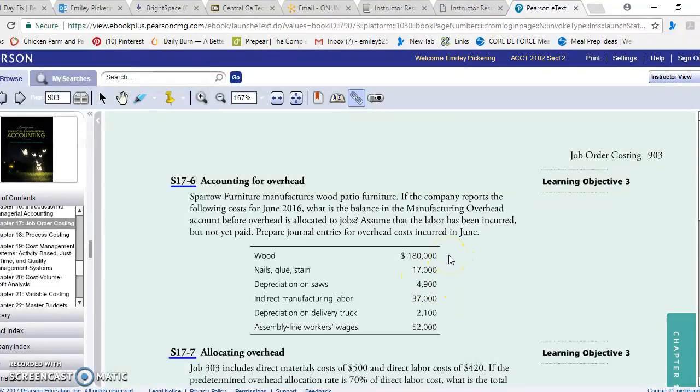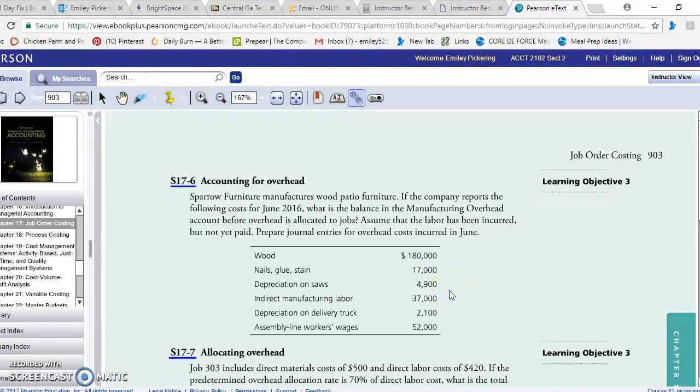So wood, I would say wood is going to be direct material. That's not going to be overhead. Nails, glue and stain, those are items that are still going to be materials you're going to use, but is it going to be easy and cost effective for you to trace how much you use for each piano? My guess would be no.